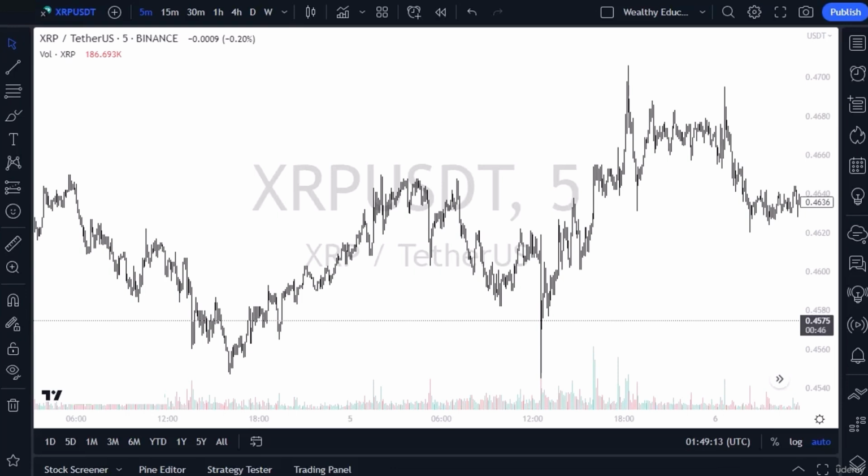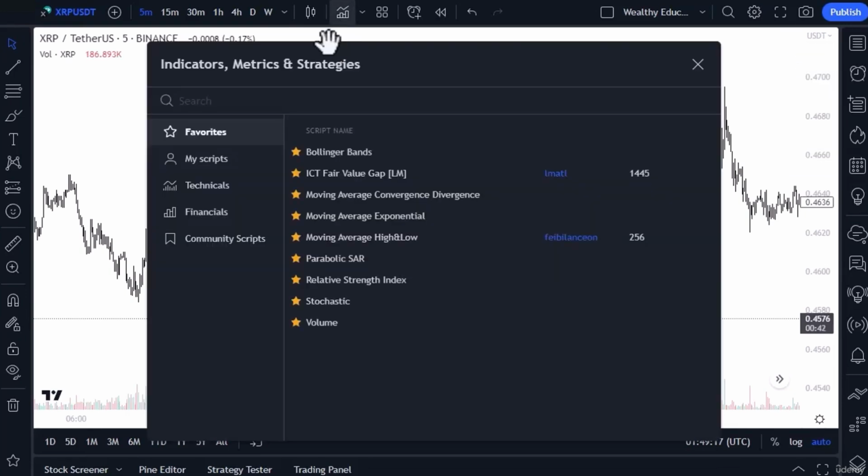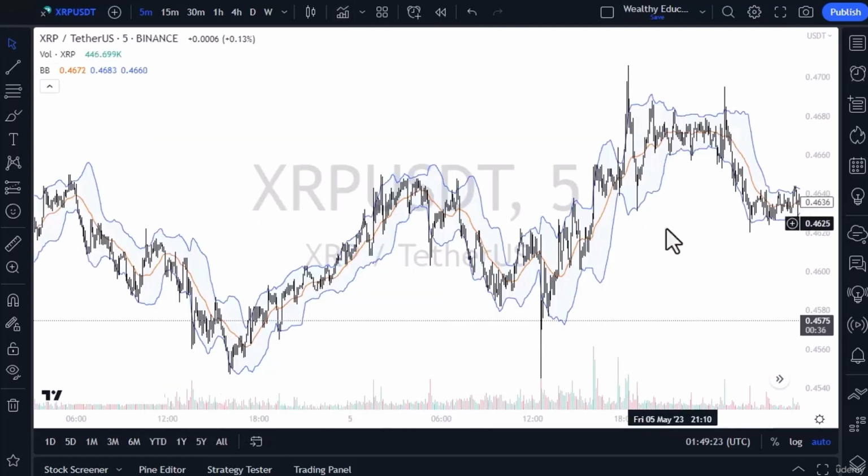In this video, I'm going to take a look at something called Bollinger Bands. So the first thing I'll do is click on the indicator. You just type in Bollinger Band. I have it saved as a favorite, and you can see what happens. It brings up this indicator that has 3 lines and some colored fill-in.